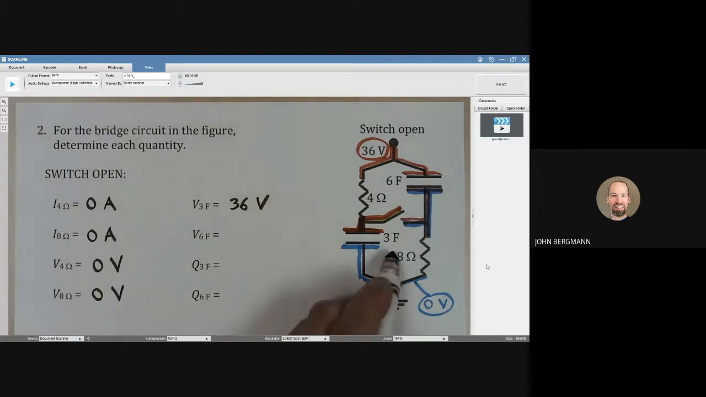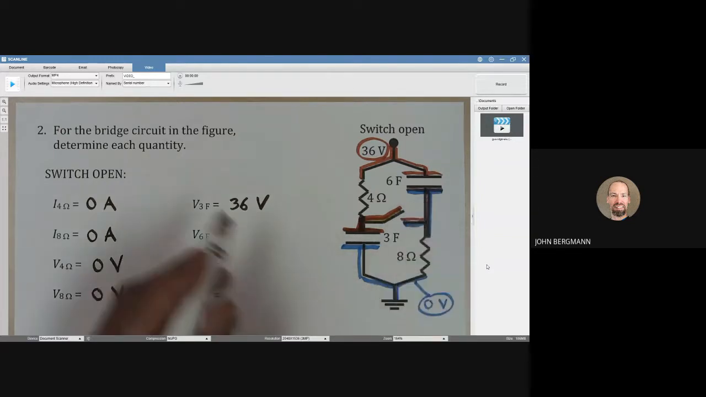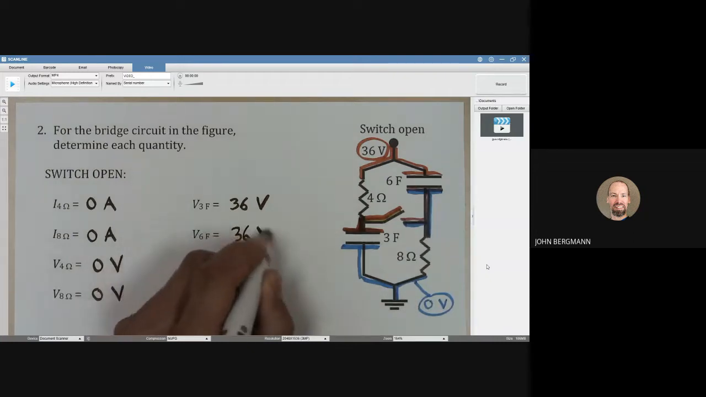By the way, we usually use nanofarads or microfarads maybe. 3 farads is a very large amount of capacitance, but I just chose the numbers so we didn't have to have any SI prefixes in there like nano or micro, just to make things easy. All right, across the 6 farad capacitor, same voltage difference, 36 volts.